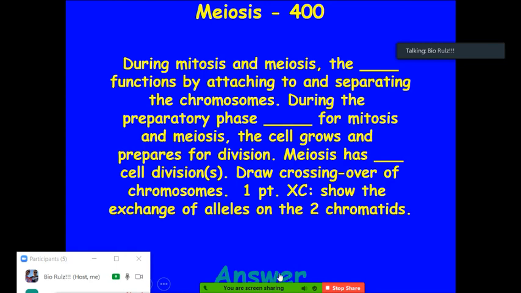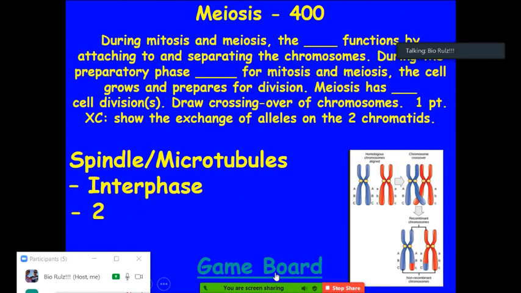The answers to the last questions. During mitosis and meiosis, the spindle fibers, or the microtubules, remember they attach to the centromere and they pull them apart during anaphase. During interphase, the preparatory phase for mitosis and meiosis, the cell grows and prepares for division. And the reason you know it's interphase and not G1 versus G2 is because, remember, cell growth happens in G1, and prep for mitosis or meiosis happens in G2. So if it's talking about both those things, it's talking about G1, S, and G2.